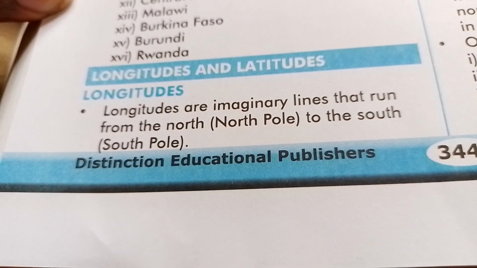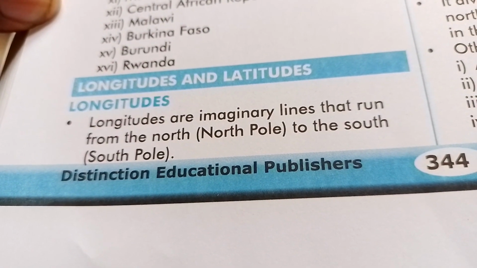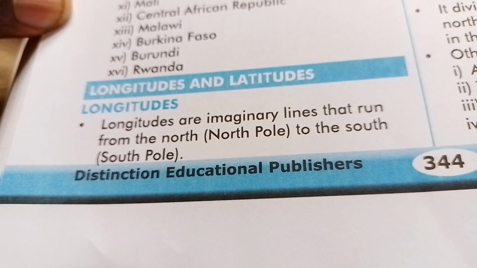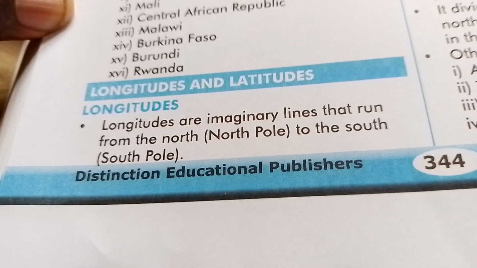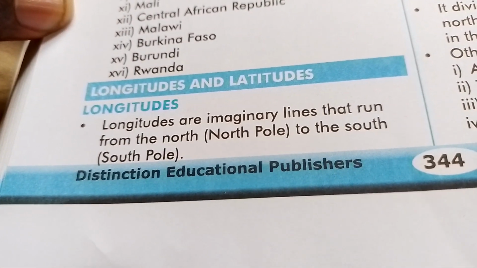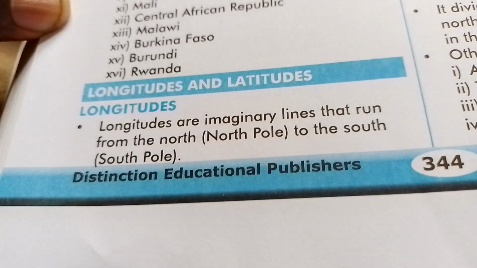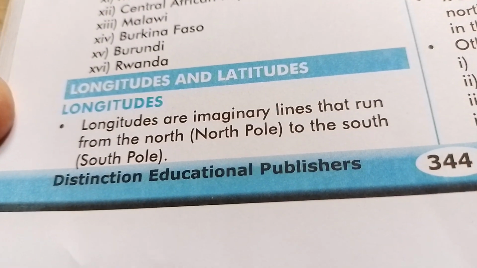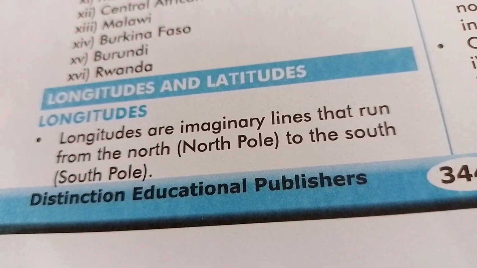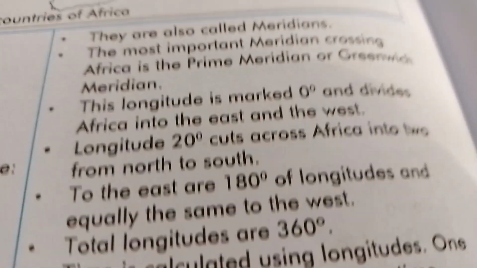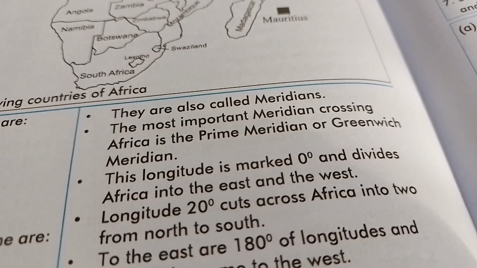As you can see from my screen, the longitudes are imaginary lines. In fact, when you see that imaginary lines, you cannot see them with your bare eyes. Those are lines that run from the North Pole to South Pole. We call them longitudes, and we can also call them meridians.